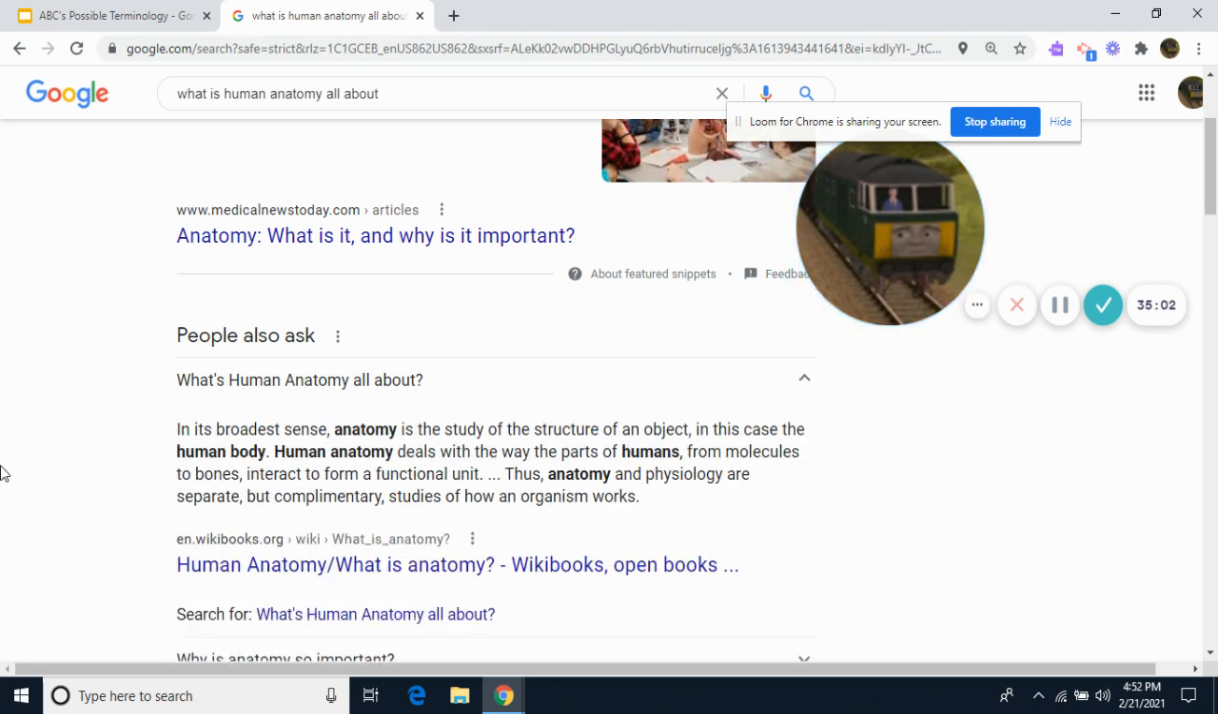So what's human anatomy all about? In its broadest sense, anatomy is the study of the structure of an object, in this case the human body. Human anatomy deals with the way the parts of humans, from molecules to bones, interact to form a functional unit. Thus, anatomy and physiology are separate but complementary studies of how an organism works.